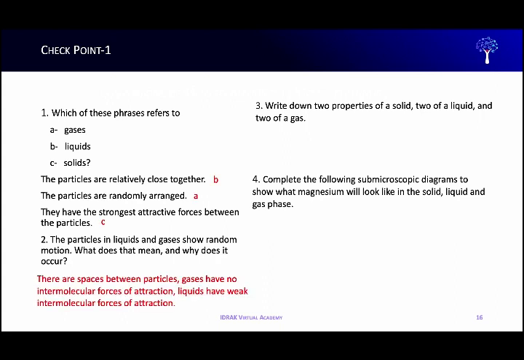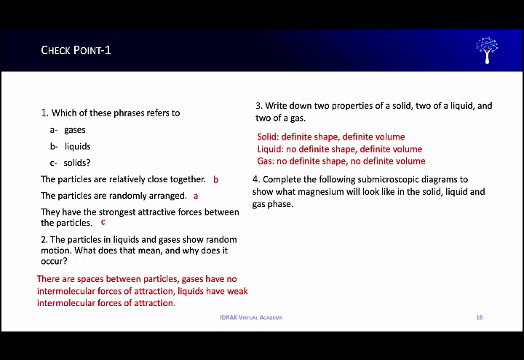Write down two properties of a solid, two of a liquid, and two of a gas, so we can choose any two of each. So solids have a definite shape and definite volume. Liquids have no definite shape and a definite volume. Gases have no definite shape and no definite volume.